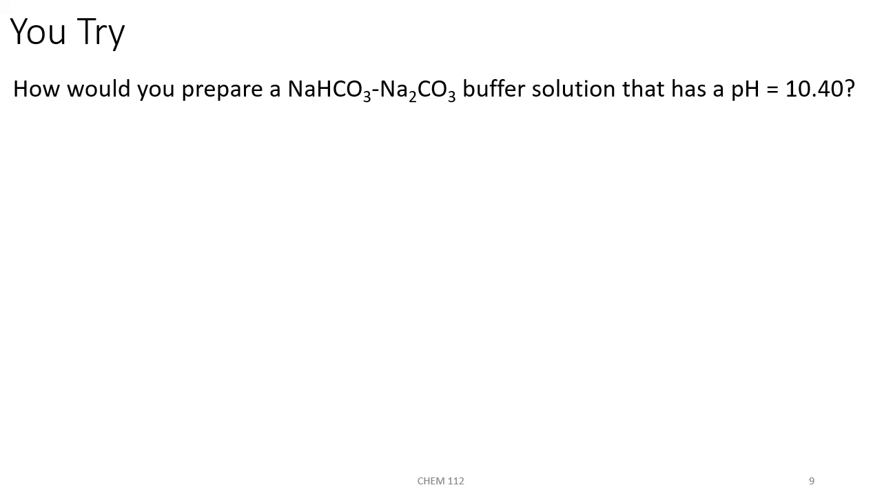Let's try another buffer example. How would you prepare a sodium carbonate buffer solution that has a pH of 10.40? Our sodium bicarbonate must be our acid component, and the sodium carbonate must be our base. Sodium bicarbonate has a proton in it, which makes it able to be an acid. So that will be our acid-conjugate base pair. The sodium is just a spectator ion, and the anion portion is serving as the acid or base.